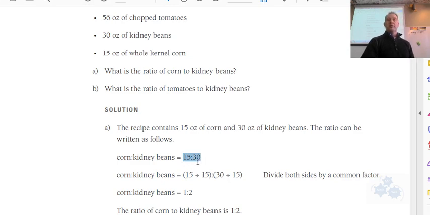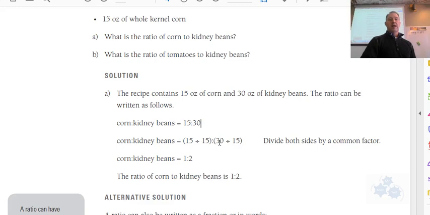Now the special thing about this ratio is that it can be simplified, right? Just like you remember simplifying fractions maybe in math before this. We could simplify 15 to 30 because 15 and 30 both can be divided by the same number. We can reduce them by the same factor, and that factor is of course 15, right? You can divide both of these numbers by 15 to get a simplified ratio of 1 to 2.